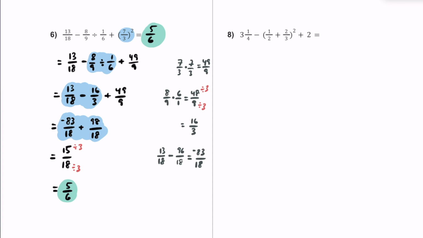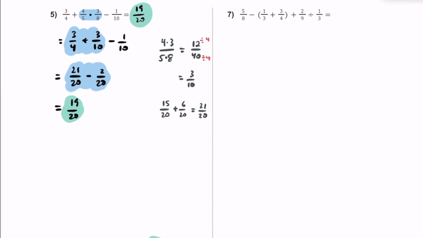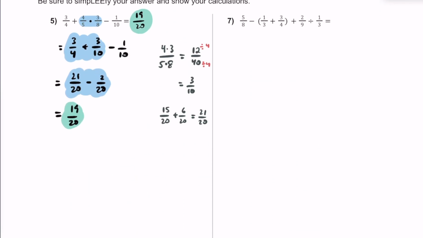All right, cool. Let's check out number 7. For number 7, let's start with the operation inside the parentheses. So we have 1/3 plus 3/4. When do 3 and 4 meet for the first time? Well, I think that's going to be 12, right? So we go ahead and multiply this one by 4 and by 4. We're going to get 4 over 12 plus, and for this one, let's multiply it by 3 and 3. So that's going to be 9 over 12. If you add these, you're going to get 13 over 12.